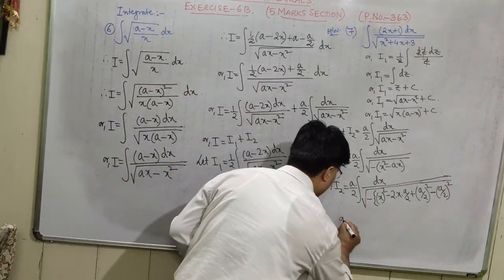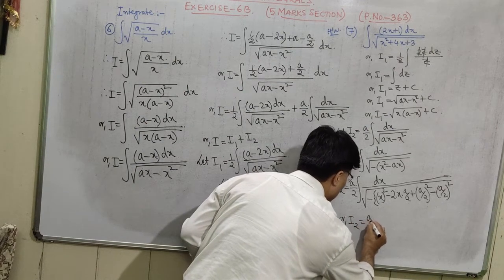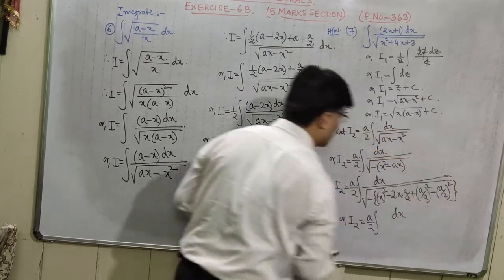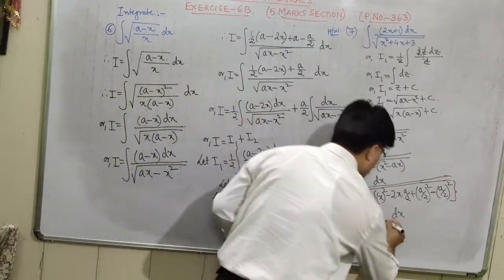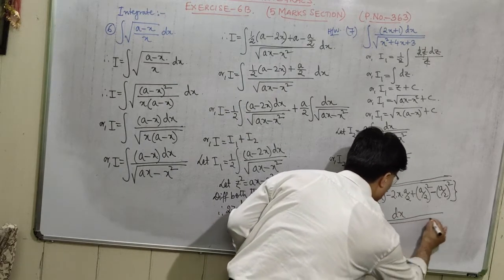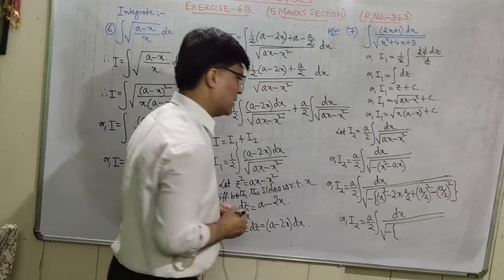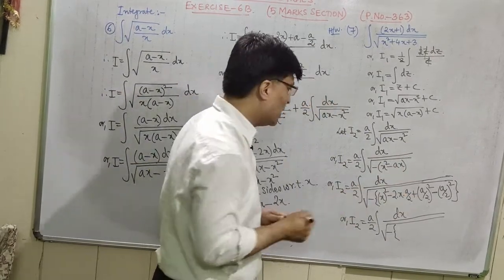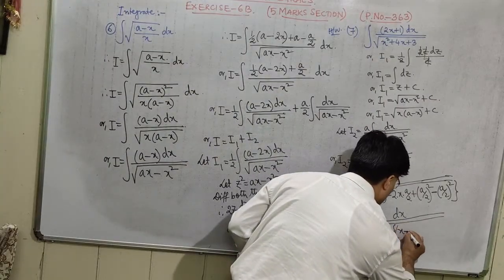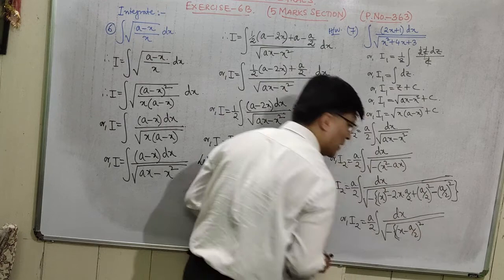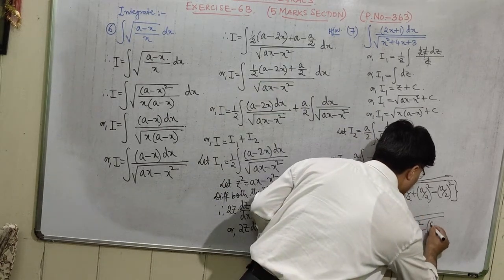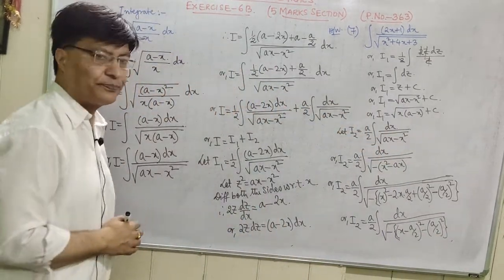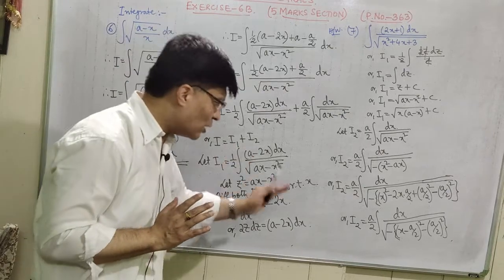So let us simplify it further. I2 is equal to a by 2 integration of dx divided by square root of minus, within second bracket. Now this is a square minus 2ab plus b whole square. What is the formula? a minus b whole square. So this is x minus a by 2 whole square. Then you have to write minus a by 2 whole square. Here the second bracket is closed. So I think you have understood it up to here.